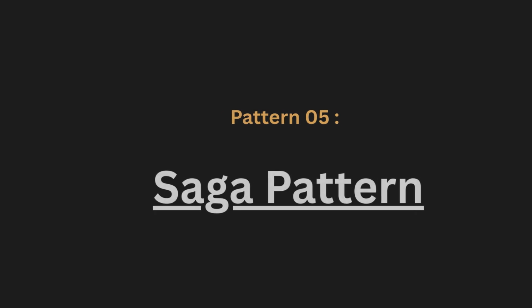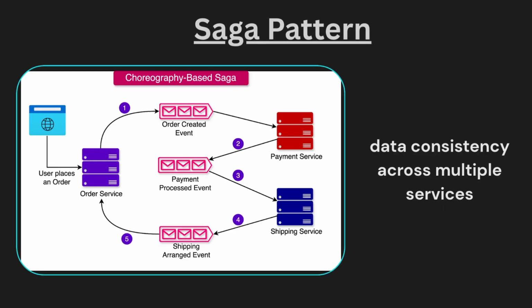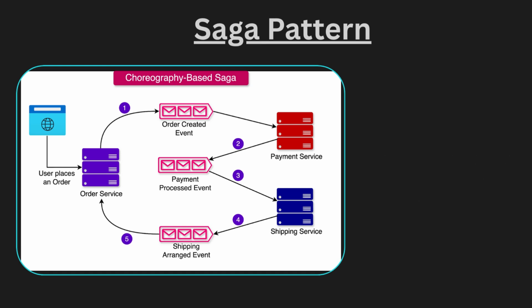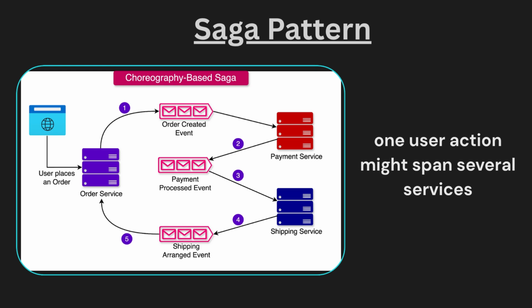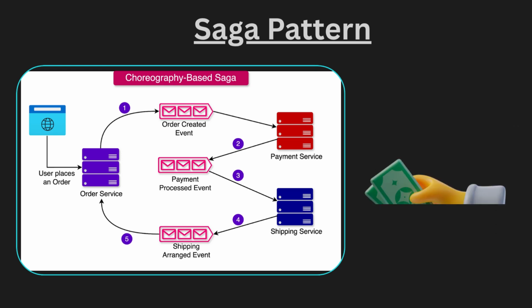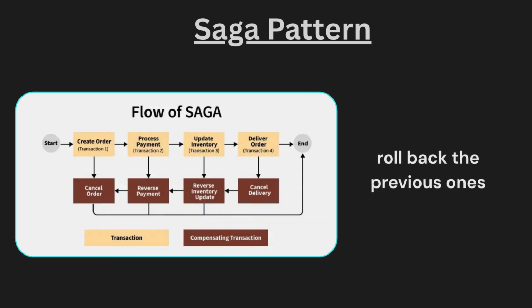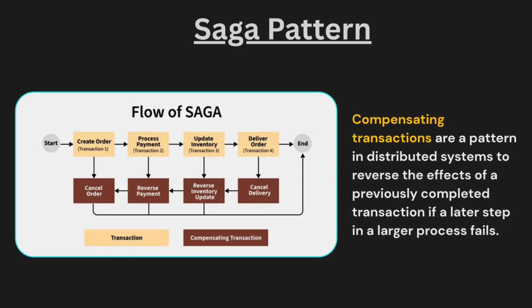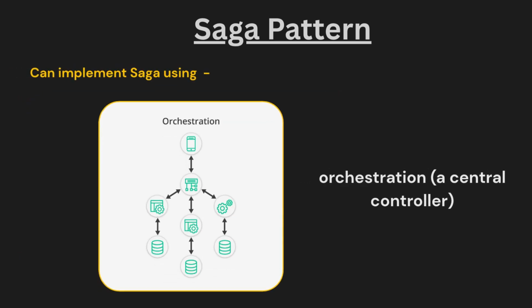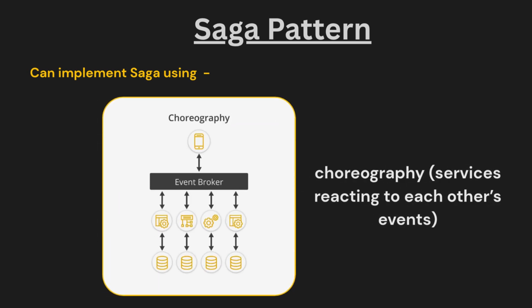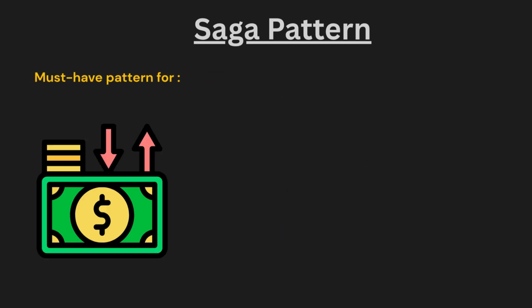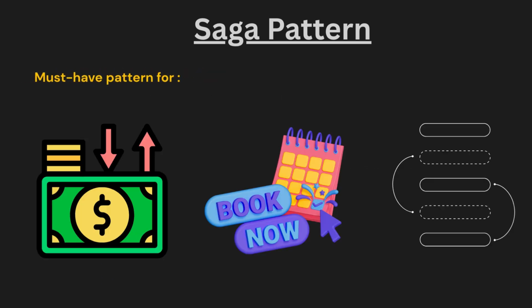Let's talk about sagas, a key pattern for maintaining data consistency across multiple services. In microservices, one user action might span several services, like placing an order, charging payment, and updating inventory. If one step fails, you need to roll back the previous ones. That's where compensating transactions come in. Each step in a saga has a corresponding rollback step. You can implement sagas using orchestration, a central controller, or choreography, services reacting to each other's events. It's a must-have pattern for payment flows, booking systems, or order processing pipelines.